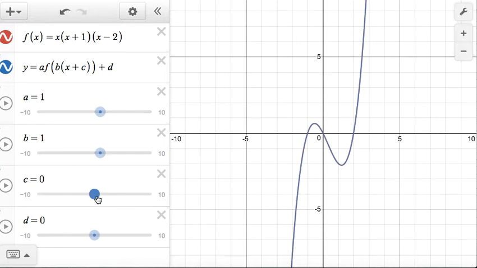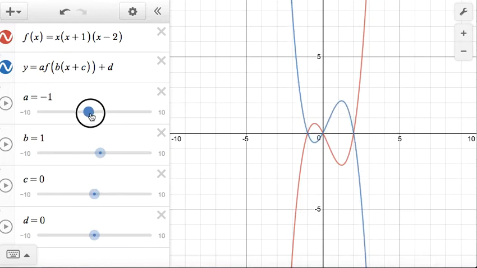Next slider I'm going to look at is a. So right now a is at 1, so nothing's changed. There's two things I want to look at. First thing I'm going to do is move the slider to negative 1. And if we look at this, we can see the different x and y values. So in this case, it's flipped over the x-axis. So making that a negative is going to flip it across the x-axis.